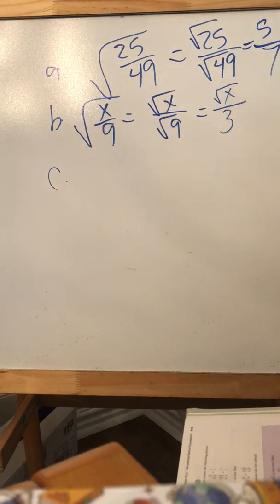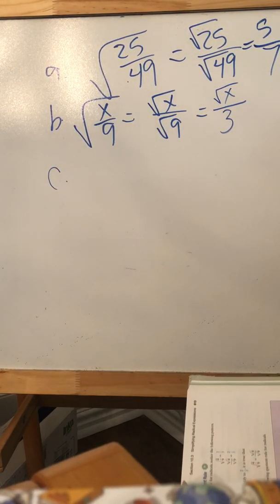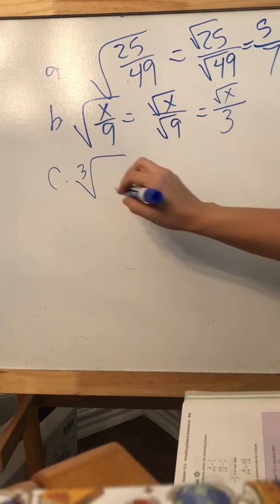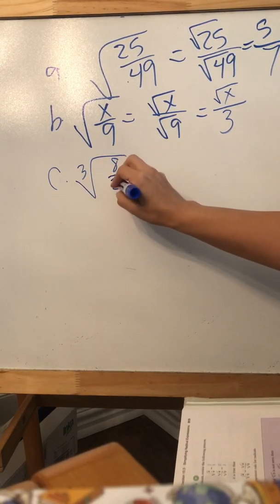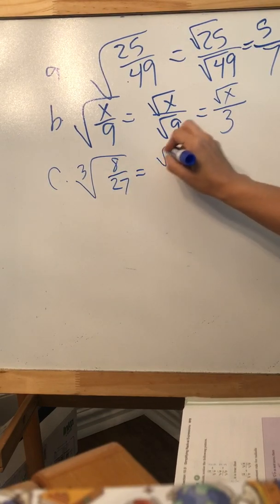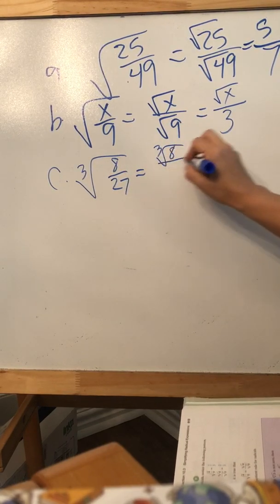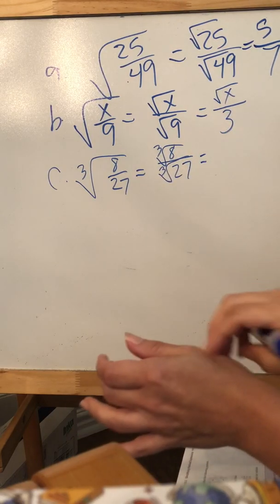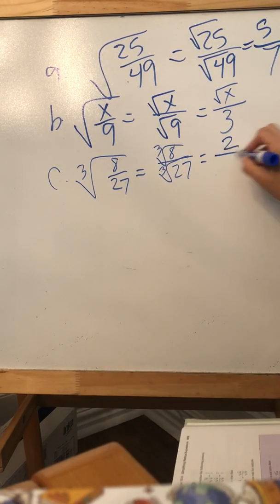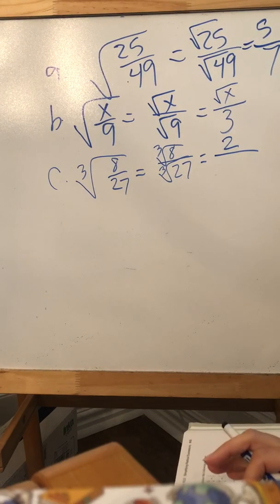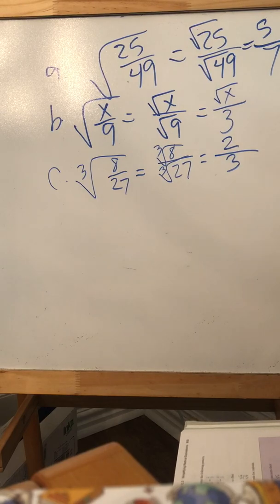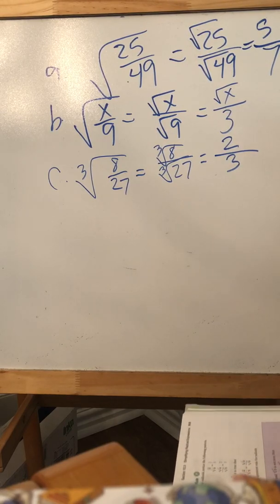All right, let's look at C. C is the cube root of 8 over 27. That can be simplified as the cube root of 8 over the cube root of 27. Well, we know the cube root of 8 is 2, and we know the cube root of 27 is 3. So it simplifies to 2/3.